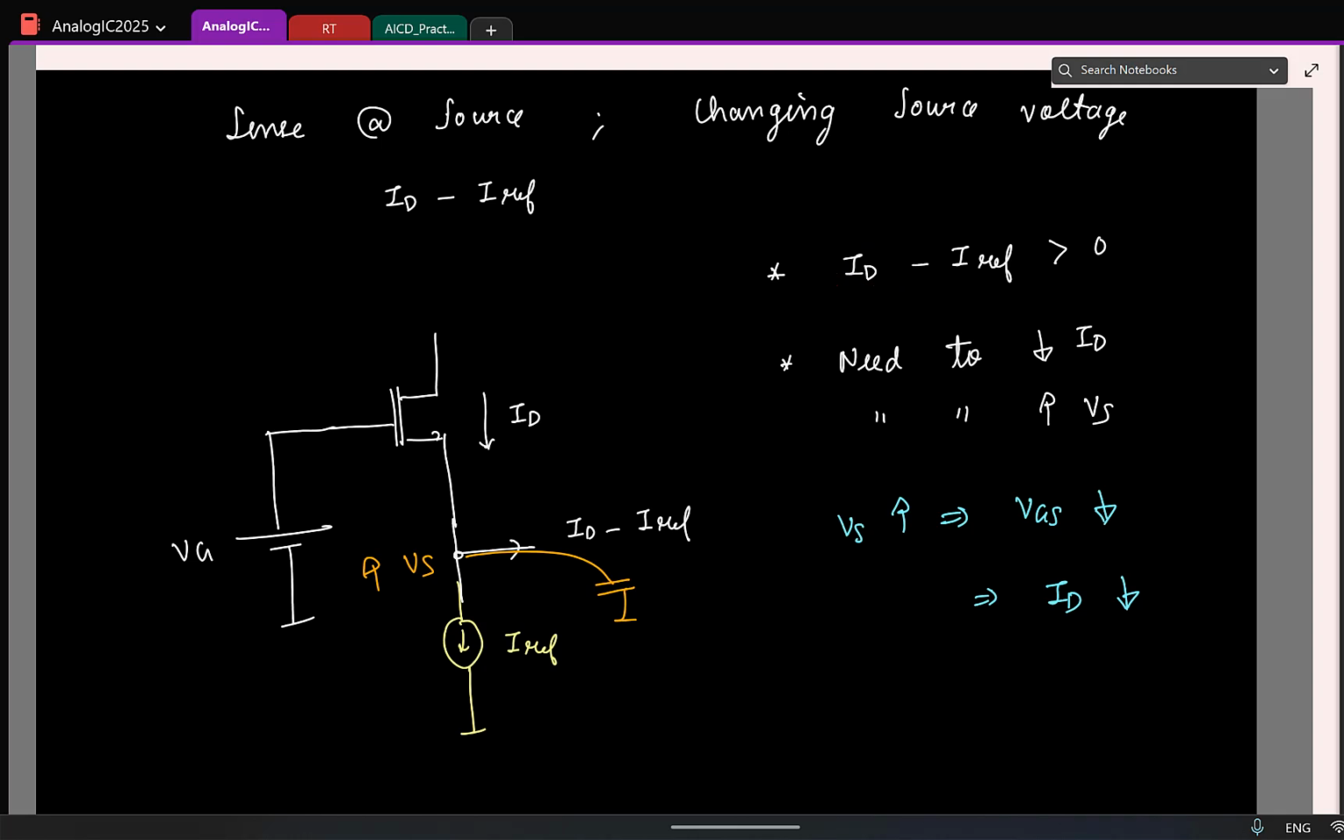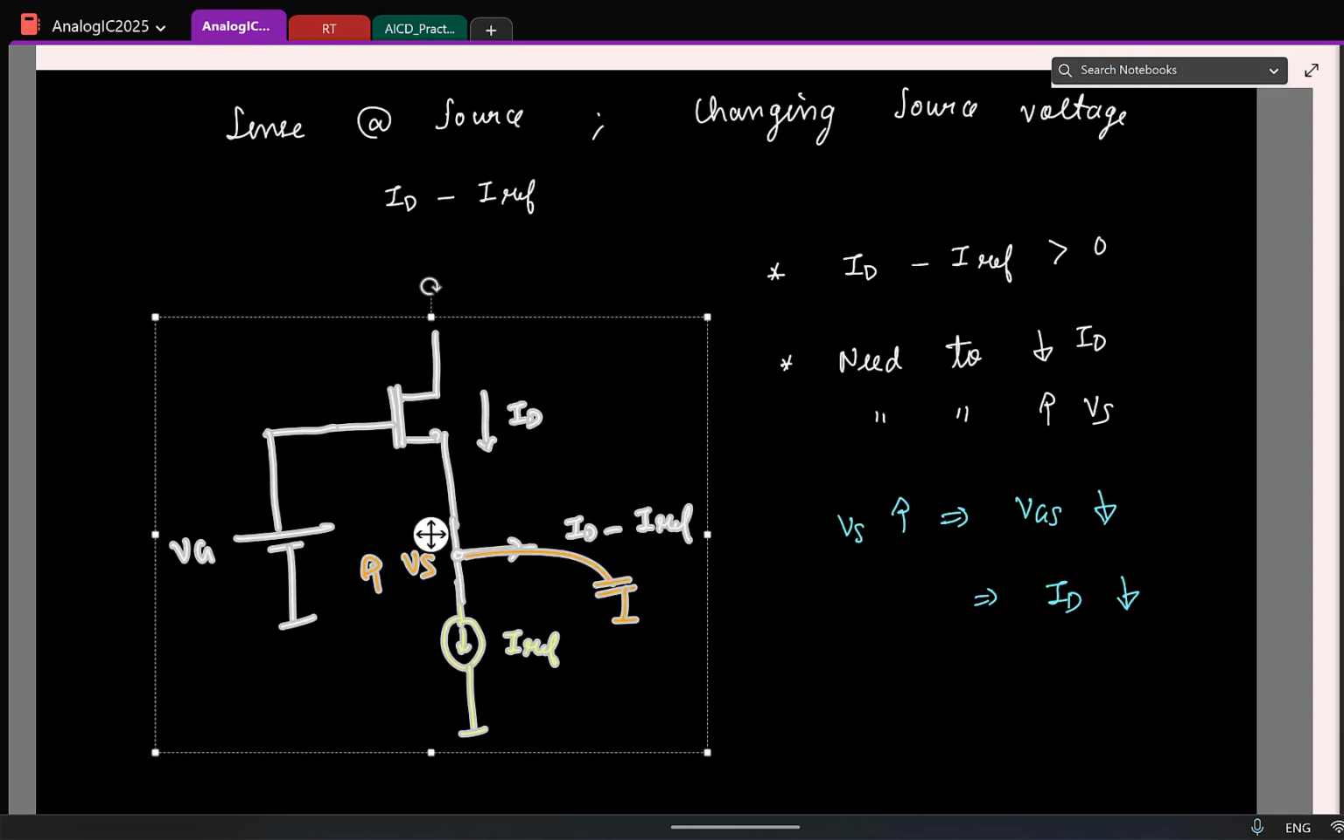Now you don't have to do anything, you just hook this up to a constant voltage and put the required reference current here. The source voltage now will adjust automatically to make sure that you have a required VGS for sustaining a current of IREF. Is that okay?